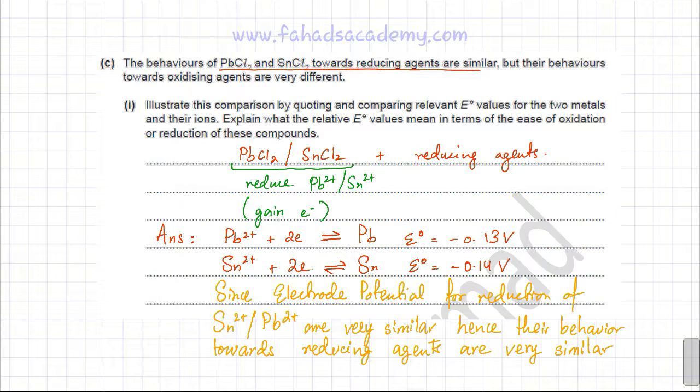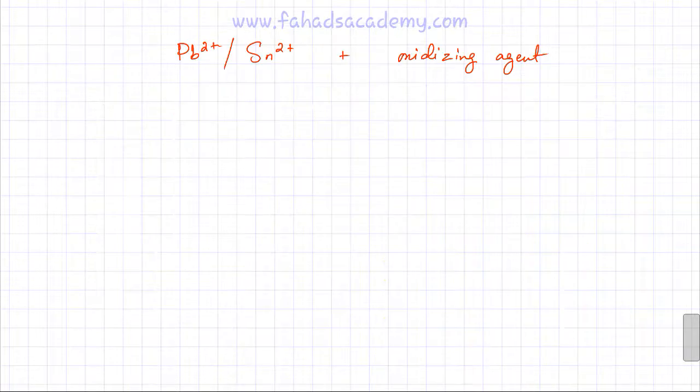Now moving to the next part, that the behaviors towards oxidizing agents are very different. So we need to explain why the behavior towards oxidizing agents is very different. I've written down the statement that the behavior of lead ions and Sn2+ towards oxidizing agents is very different. And we need to explain why they're different.